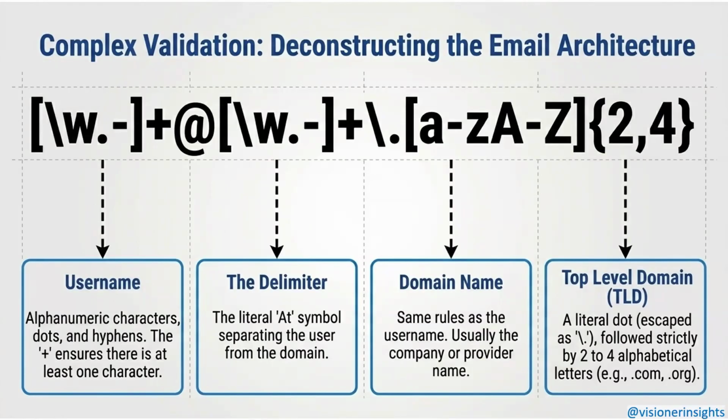Finally, the top-level domain. Since a dot normally means any character in regex, we have to escape it with a backslash to literally mean a period. Then we specify lowercase a to z and uppercase A to Z with curly braces 2, 4, ensuring it ends with 2 to 4 alphabetical letters, like .com or .org. That is exactly how you architect complex validation from the ground up.